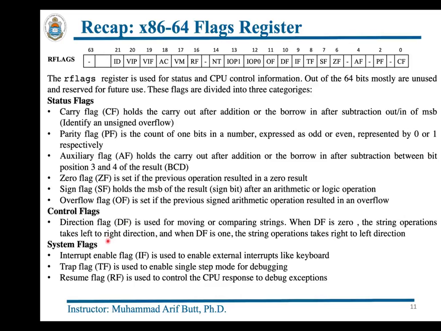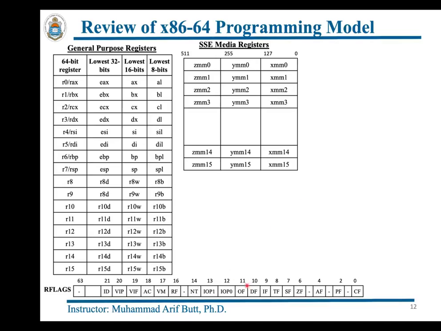Well, the third category is the system flags, which control system properties and are accessible by kernel only. There are many flags that fall in this category. I have mentioned only three over here: the interrupt enable flag, the trap flag, and the resume flag. If you are interested in seeing the details of these flags, read this slide out, or you can refer to the previous session. Okay, so we are done with the R flags register now.